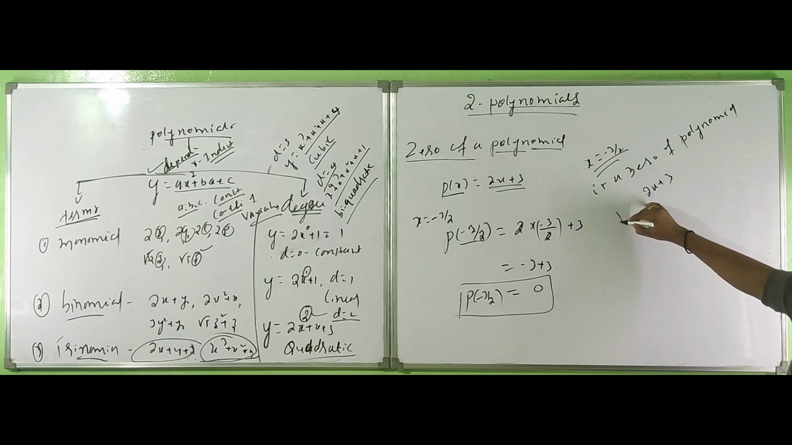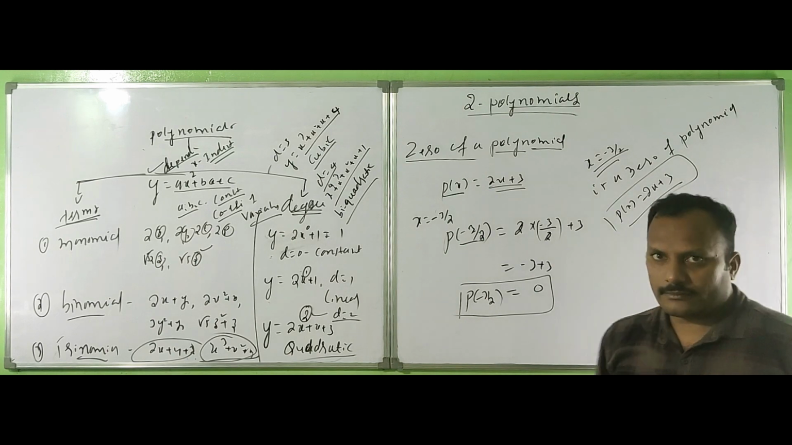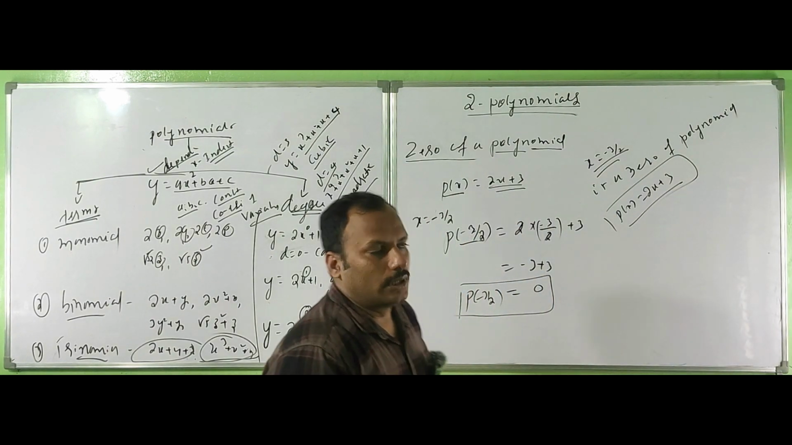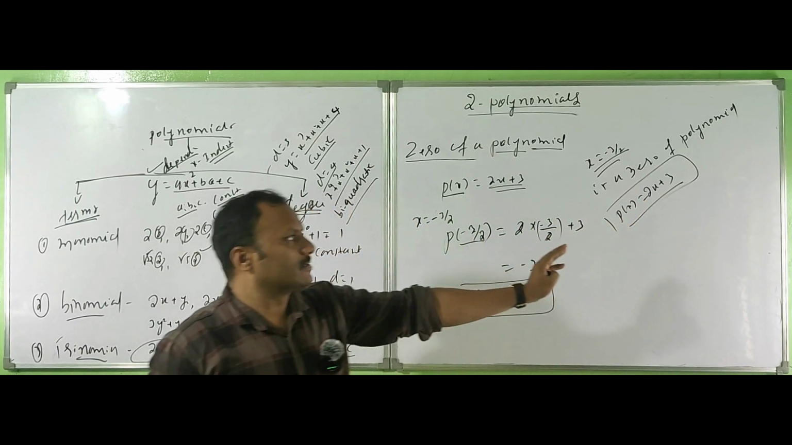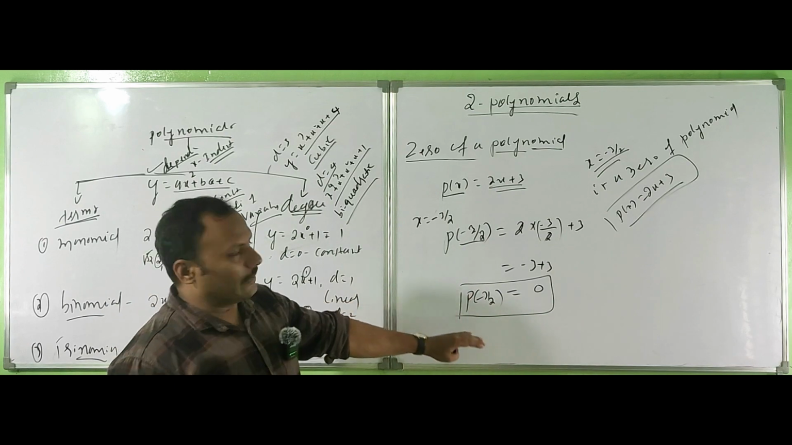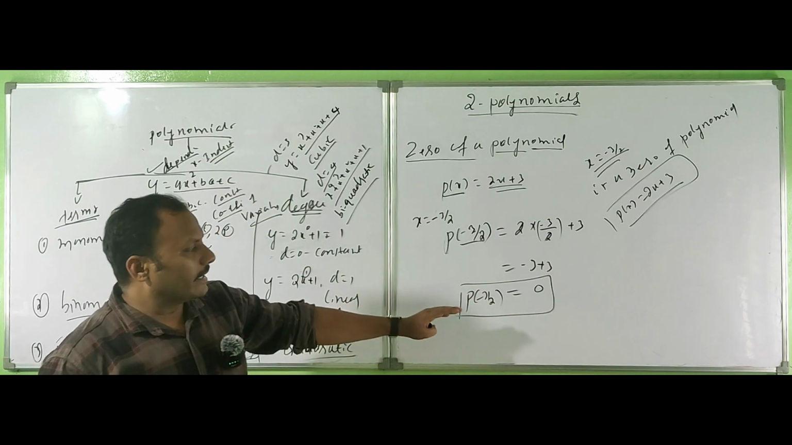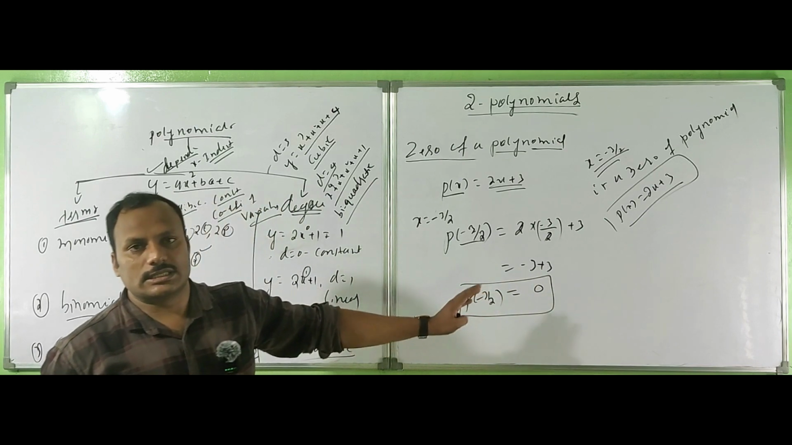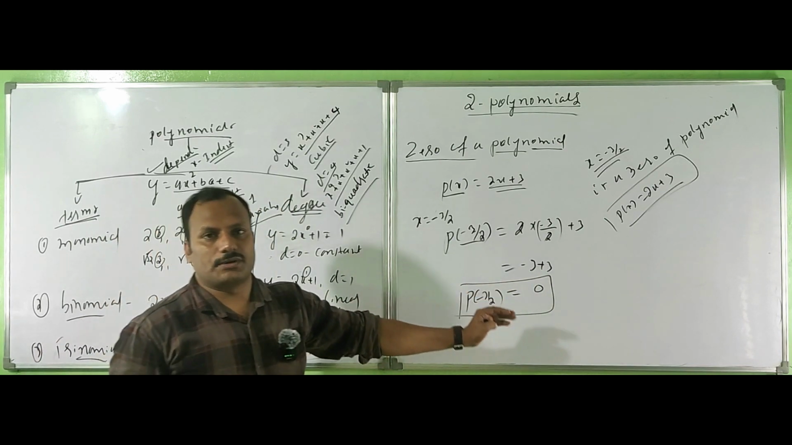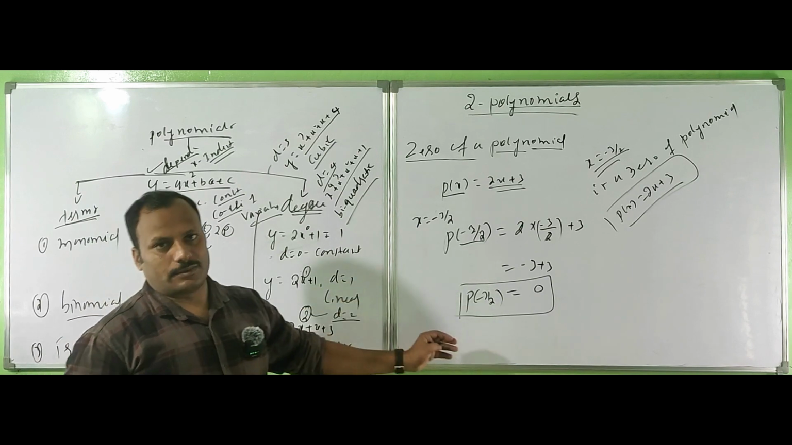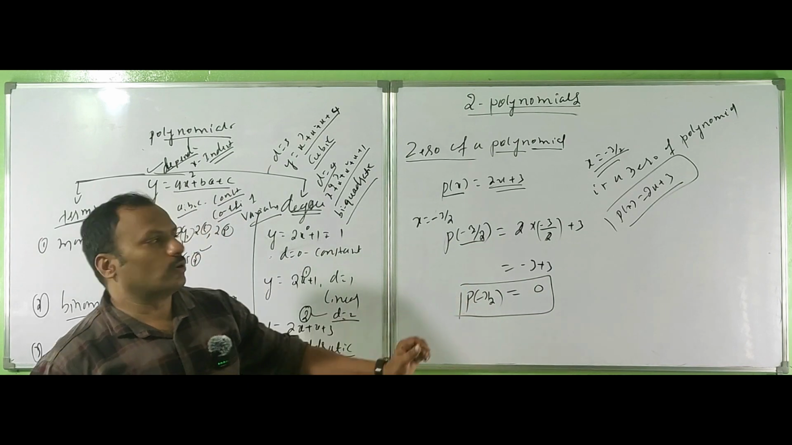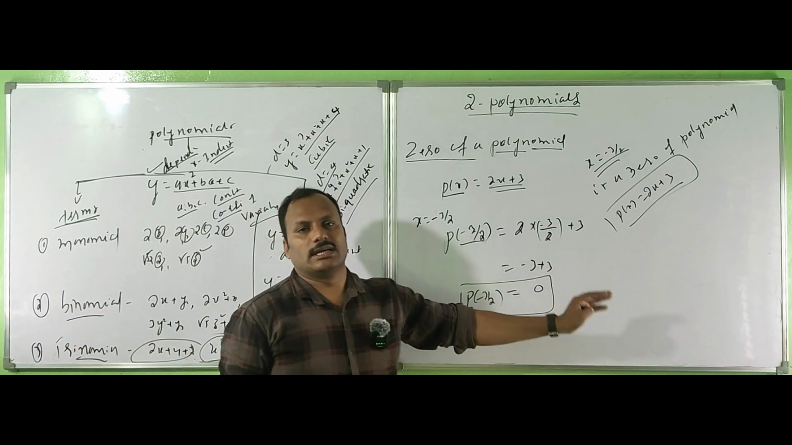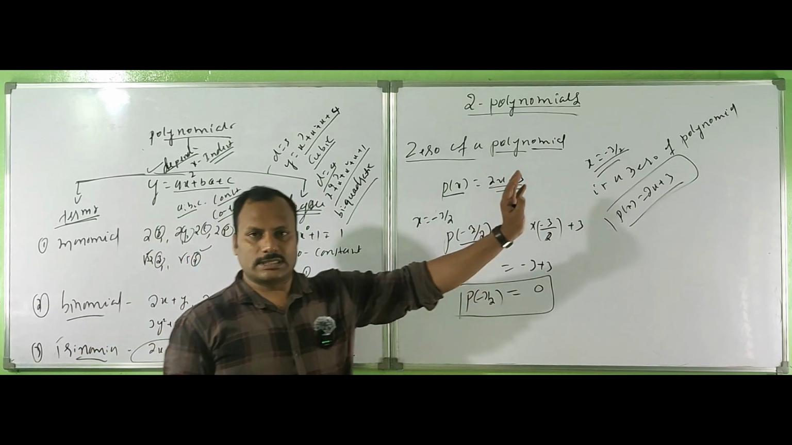2x plus 3. You can write p of x is equal to 2x plus 3, right? x is equal to minus 3 by 2 is the zero of the polynomial p of x is equal to 2x plus 3. It means for that value of x, the polynomial becomes 0. That value, that constant, is called the zero of a polynomial. Here minus 3 by 2 is the zero of the polynomial 2x plus 3.